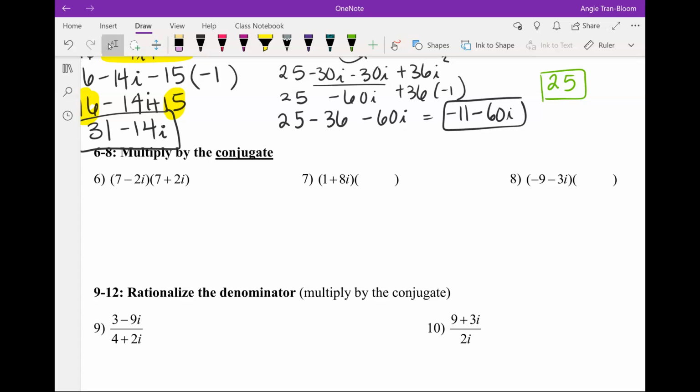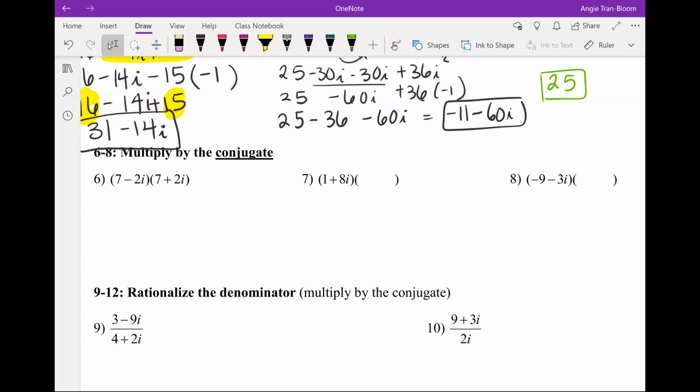Problems 6 to 8 say multiply by the conjugate. And a conjugate is when almost everything's the same, except opposite sign right in the middle. You do need to know this word because it will be in the instructions of your exams or your homework. When it says multiply by the conjugate, everything should be exactly the same except the sign in the middle. So you're multiplying by its opposite.